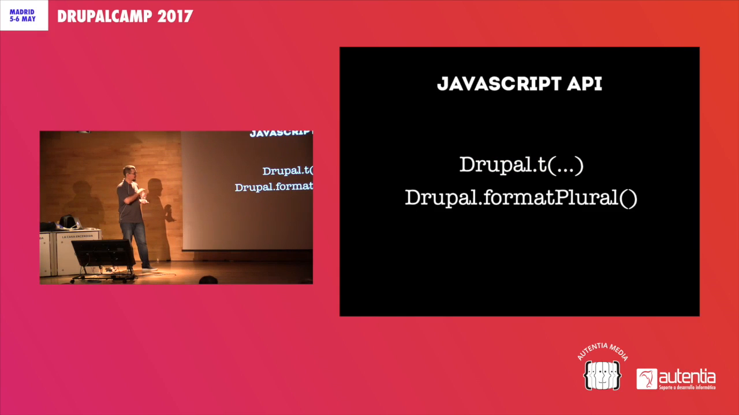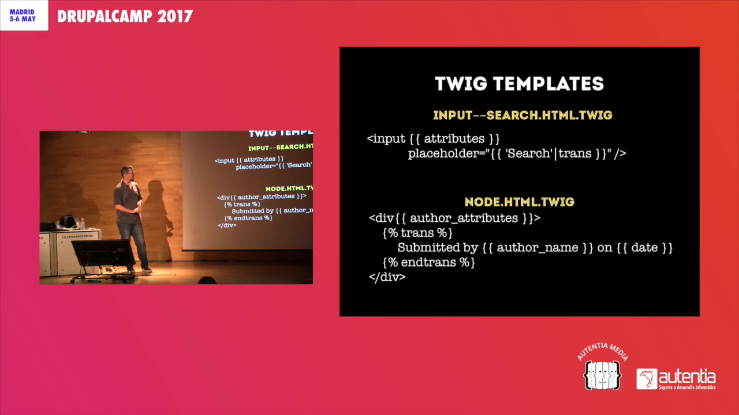So let's see in the front end what we have. In Drupal 7, we had Drupal T and Drupal format plural from JavaScript in the same way that we have from the backend, and it doesn't really change compared to Drupal 7. So in this case, it's mostly the same. For templates, we have TWIG now.